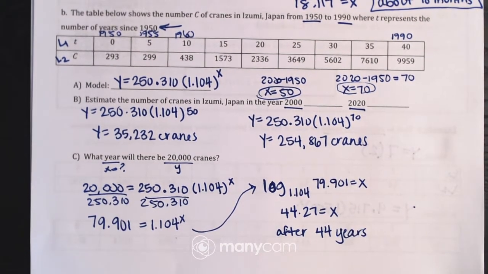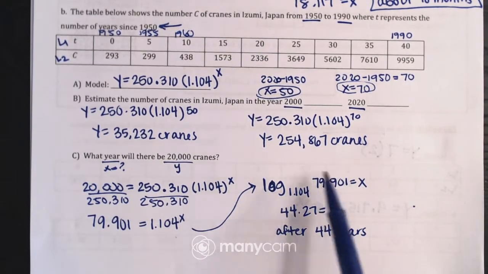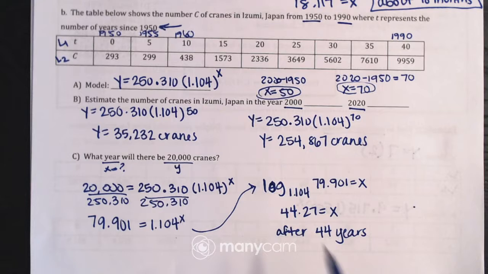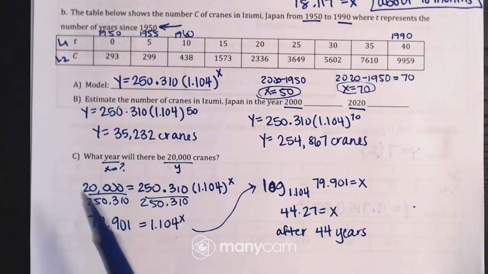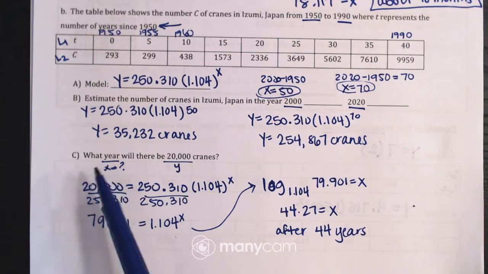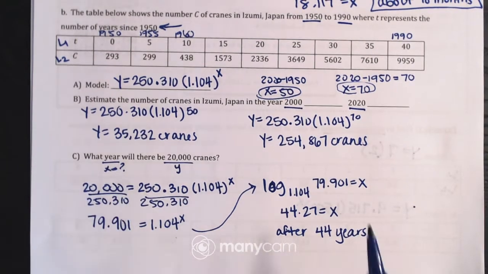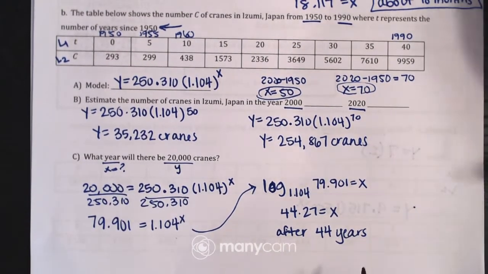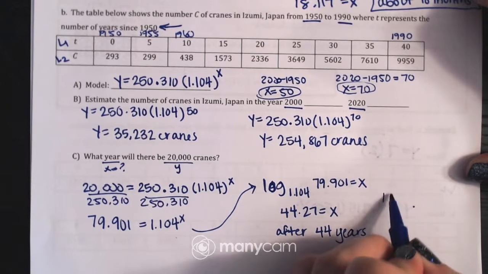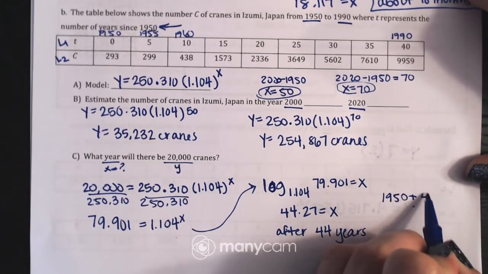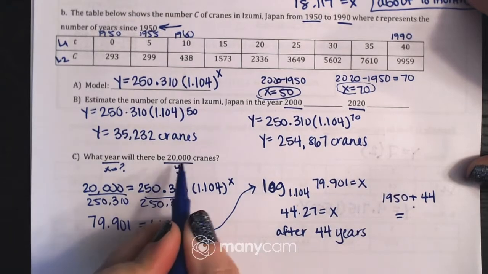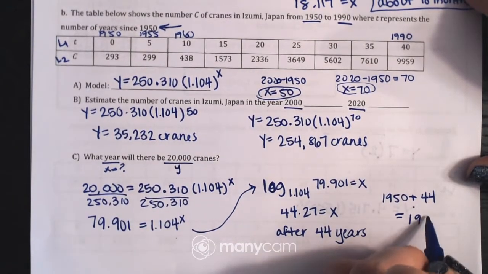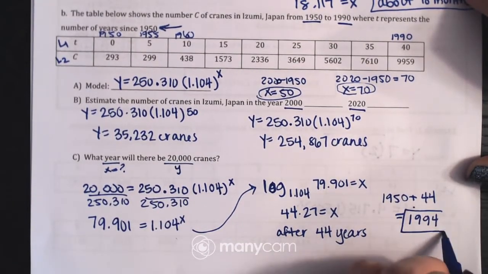Okay, so here's my work and my final answer. So I switched to log form right here, typed that into my calculator. So I got about 44 years. Now that's not really answering the question because it says what year, not how many years have passed. So to actually answer the question, I want to go back to my starting year of 1950. We'll add those 44 years that have passed. So the year that we would have about 20,000 cranes would be 1994.